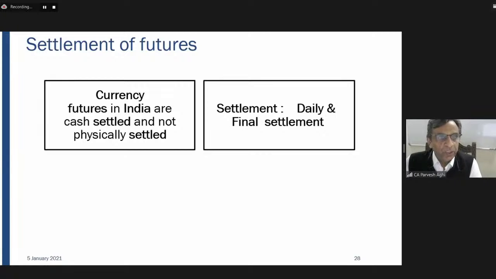I told you that there is a daily settlement and a final settlement. Why does it happen? Because the stock market wants to ensure that there is no default and everything is settled on a daily basis. And if something is left, it is settled on the final basis, the final settlement.